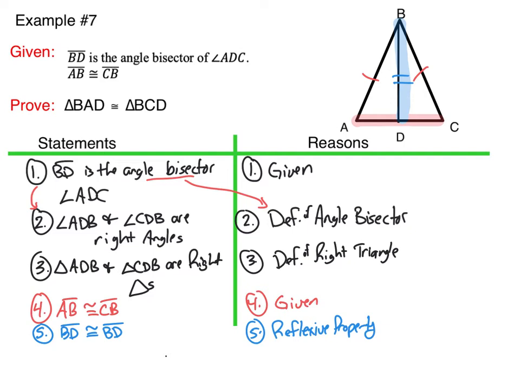So I can mark that congruent. I never marked my right angles there. And now I have a hypotenuse and a leg. So step 6, I can say triangle BAD is congruent to triangle BCD. And on step 6, that reason is HL. And the reasoning for that, to get HL, I had step 3, my right triangles. Step 4 is the hypotenuse, and step 5 is the leg, and I have my congruent triangles.